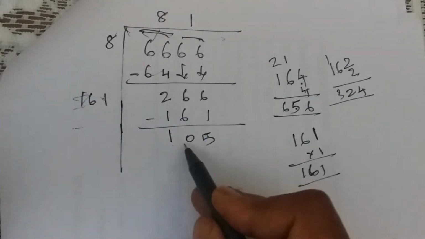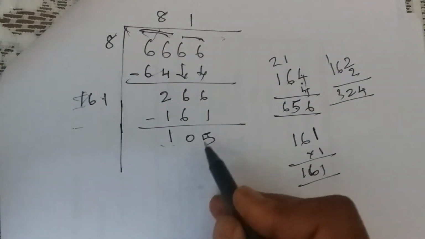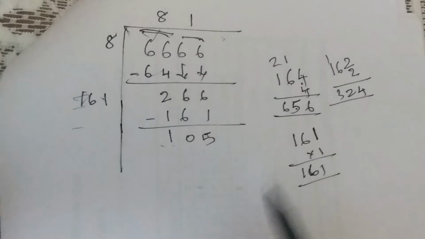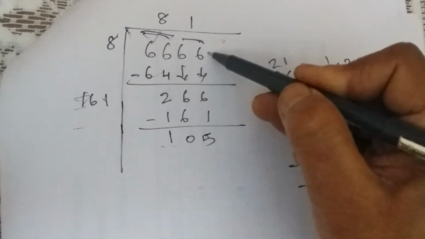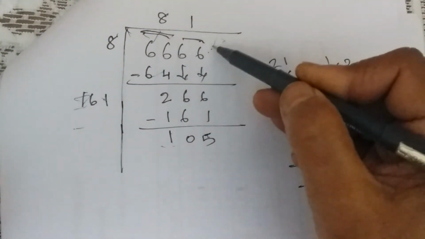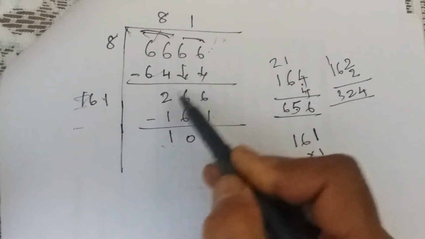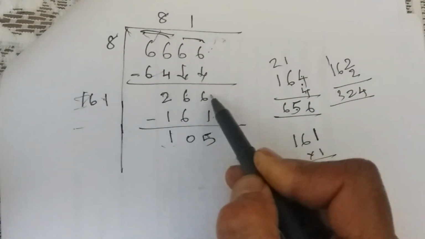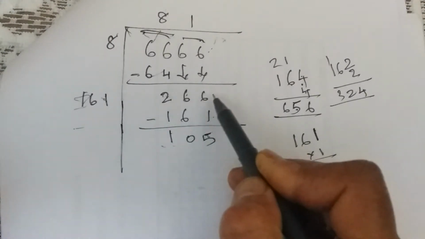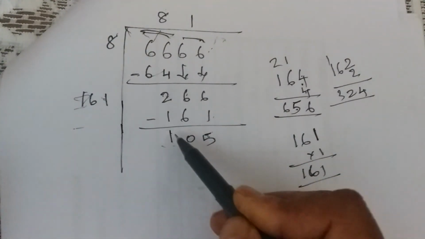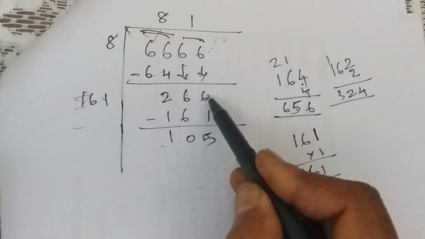This is the remainder. If this remainder becomes 0, then we say it is a perfect square. How to make this remainder 0? This 105 should become 0. That means this number should be 105 less than this. Instead of 266, we should have here 161. So 105 is extra we have here. We have 105 more than the number we need.